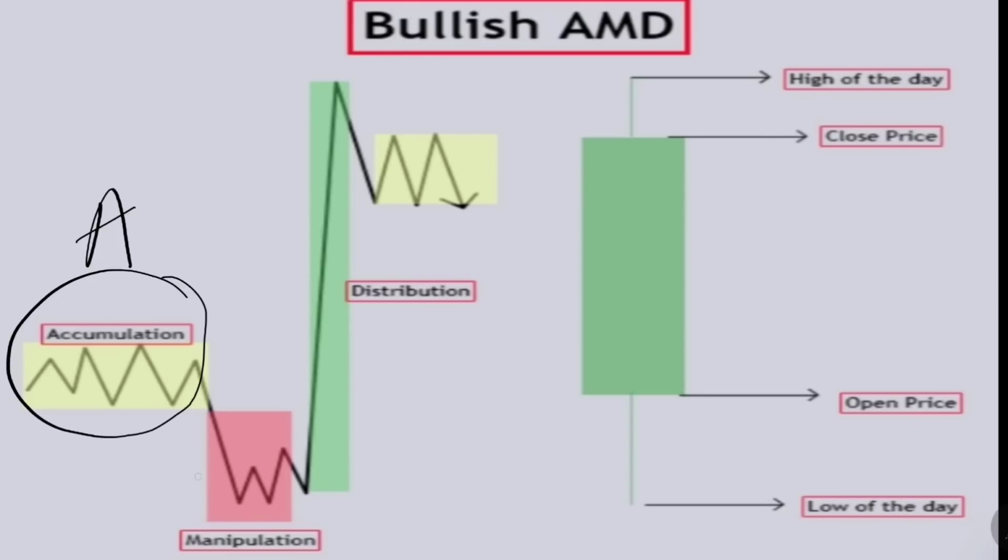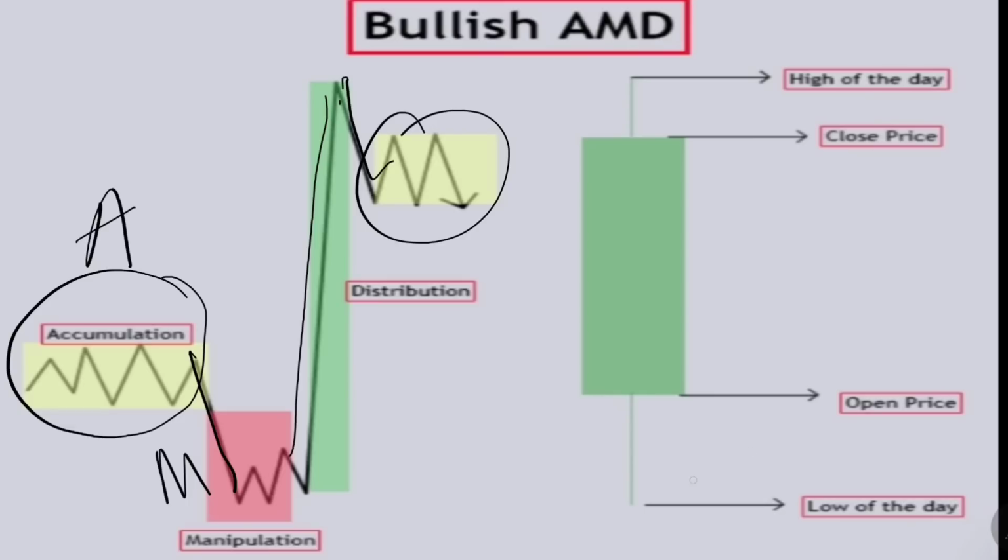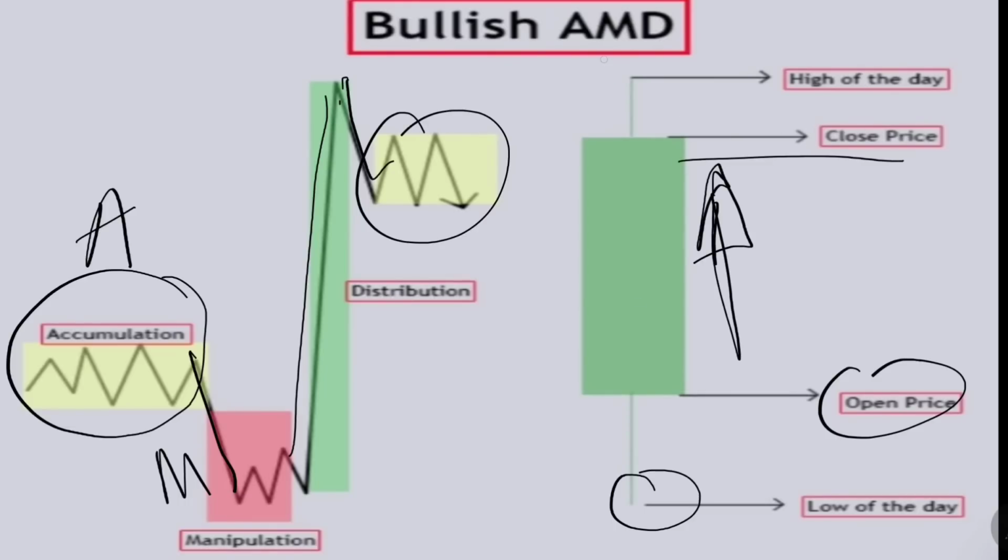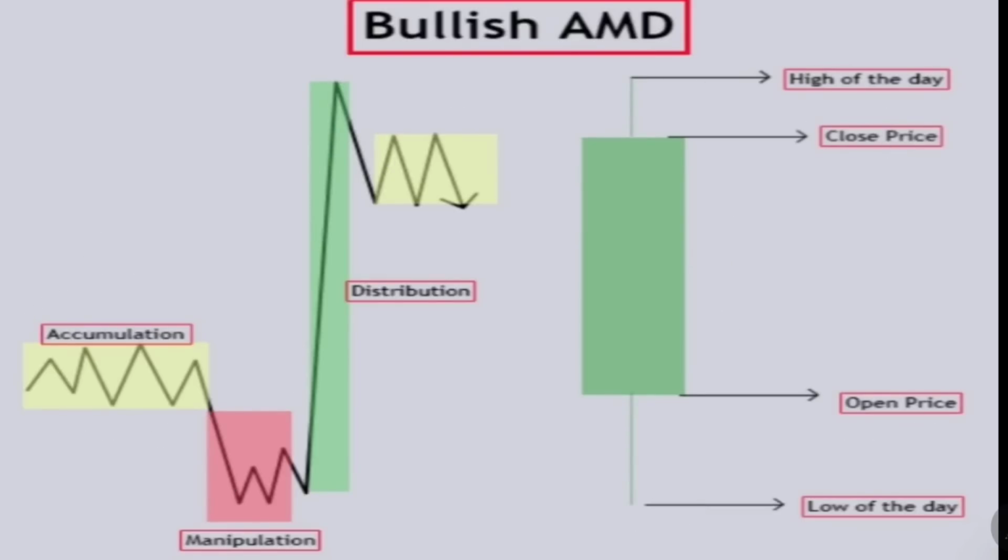So this is the manipulative move right there, and this is the distribution, and then the market closes right there. So you can see the candle here. This is the market open, this is the low of the day. This is the distributive phase, and then the market will form its high here and then closes right there. This is for a bullish scenario. This is bullish AMD.